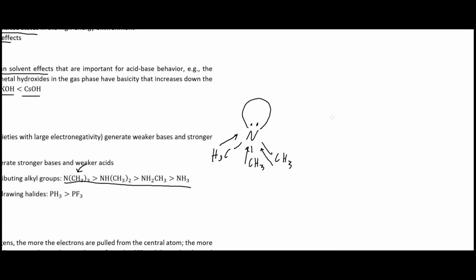So if we have ammonia, which is NH3, for instance, the hydrogens are not contributing nearly as much extra electron density, and so this lone pair is going to have a smaller lobe on it, and so that's going to be a weaker base than if we had these hydrocarbon or alkyl moieties on it.